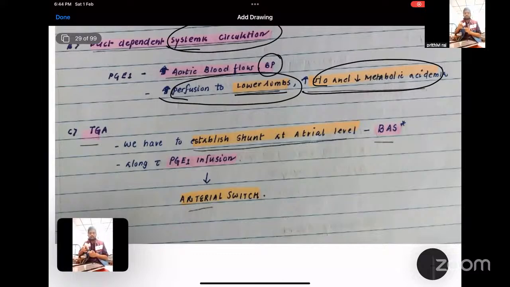In order to do that, you have to stabilize the child. For stabilizing, we give a PGE1 infusion so that the ductus arteriosus is kept open and the child is stabilized, and you do a BAS. After doing BAS, the definitive procedure, the arterial switch, is performed in TGA.